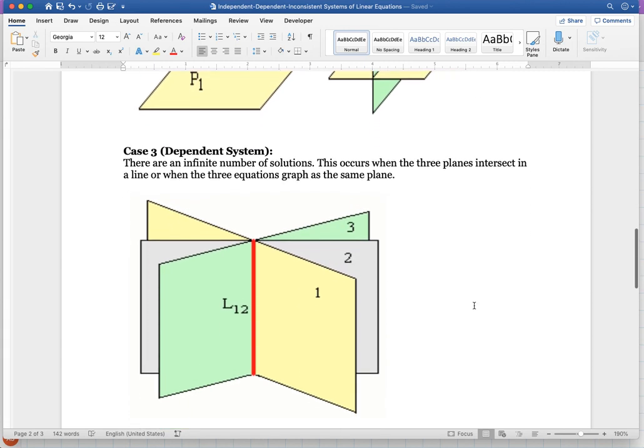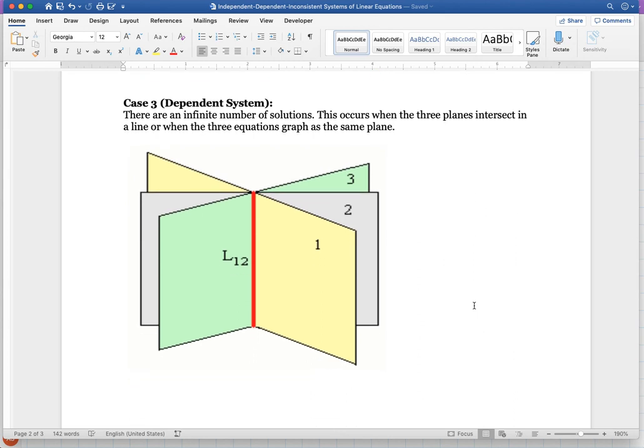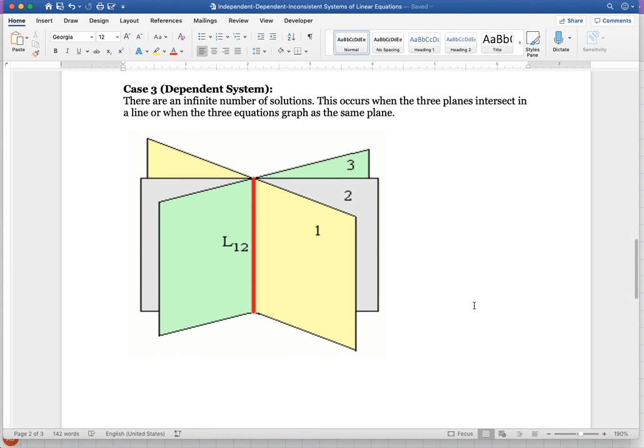And finally, the third case is a case of a dependent system, in which case the system has infinitely many solutions. This occurs when the three planes intersect along a single line, as pictured here. And there is actually another case that I did not picture here, and that is when the three planes coincide, when the graphs of the three equations are actually the same plane.